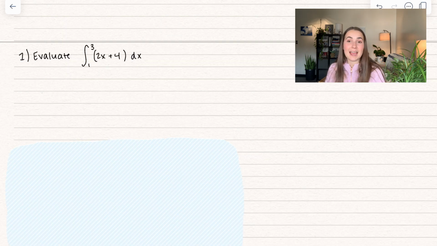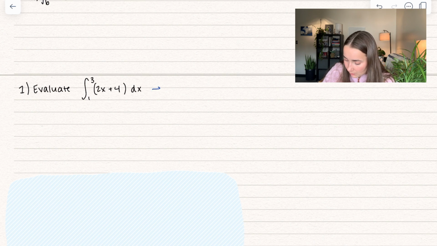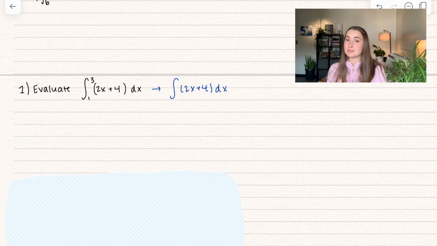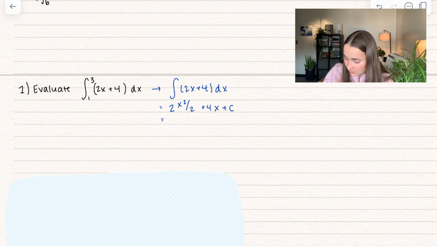Let's go through how we can actually solve for the antiderivative. So what we're used to right now is we're taking the integral of 2x plus 4 in terms of x. Let's go ahead and do that first because that's something we know how to do, right? So when I take the antiderivative, I get 2x squared divided by 2, or just x squared if you'd like, plus 4x plus some constant c. So this is equal to x squared plus 4x plus c.